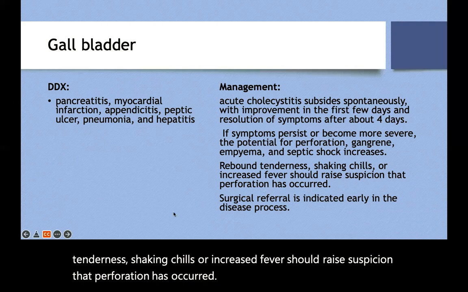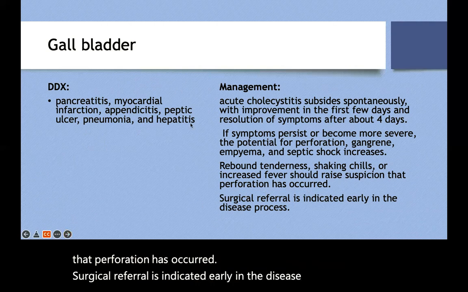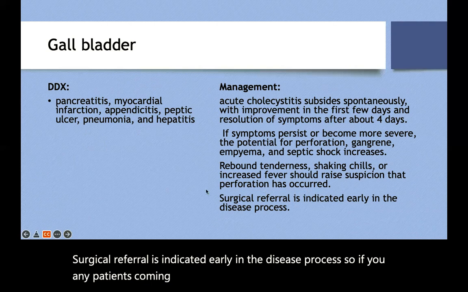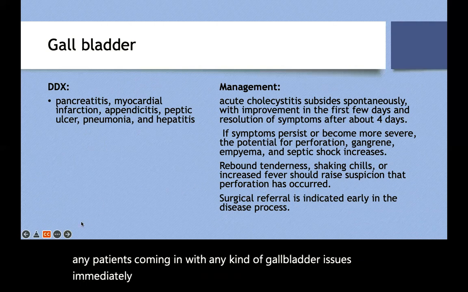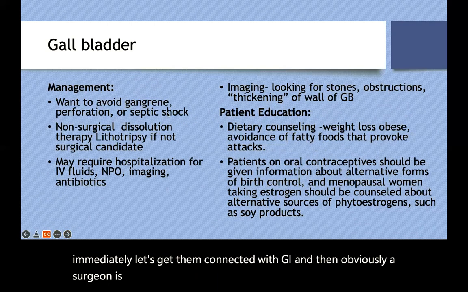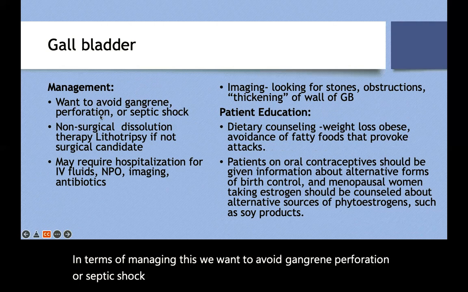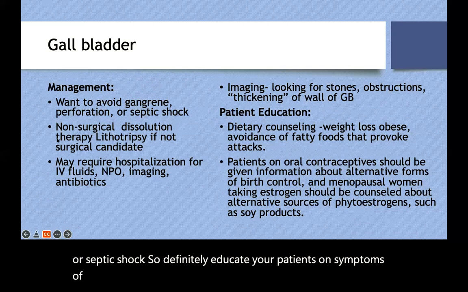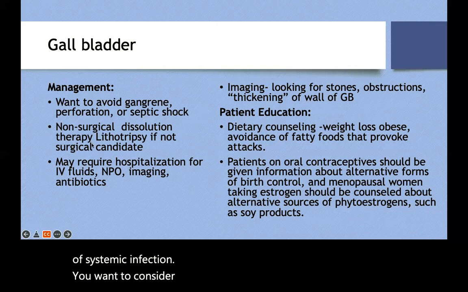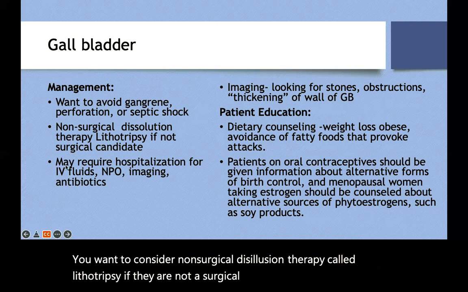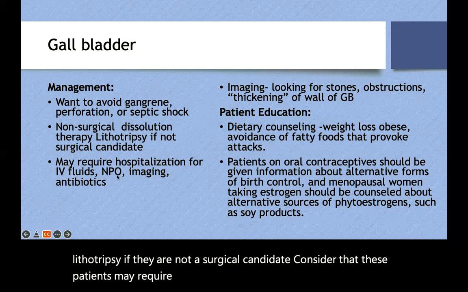Surgical referral is indicated early in the disease process. So if any patients come in with any kind of gallbladder issues, immediately let's get them connected with GI and then obviously a surgeon if necessary. In terms of managing this, we want to avoid gangrene, perforation, or septic shock. So definitely educate your patients on symptoms of systemic infection. We want to consider non-surgical dissolution therapy called lithotripsy if they are not a surgical candidate. Consider that these patients may require hospitalization for IV fluids, NPO, imaging, or antibiotics.